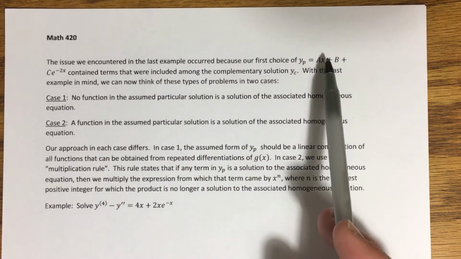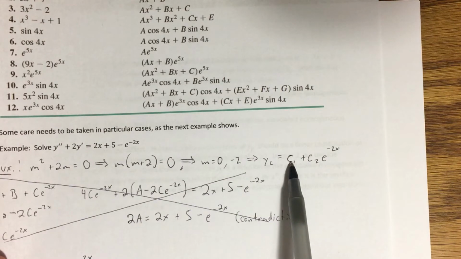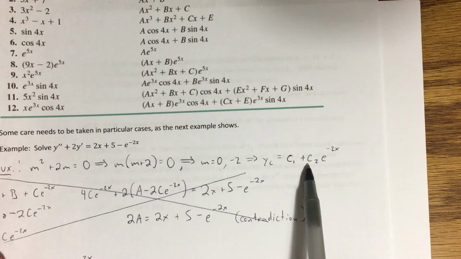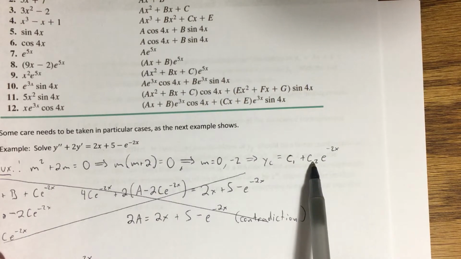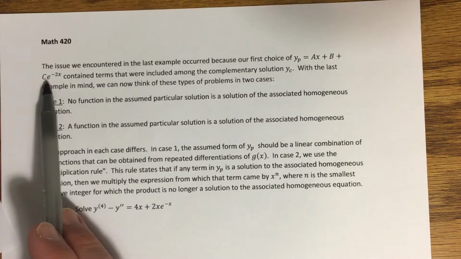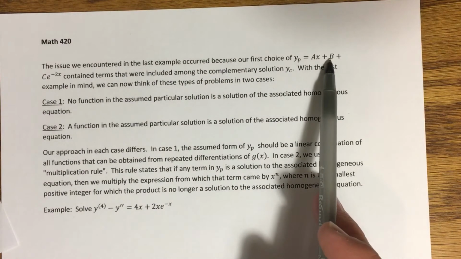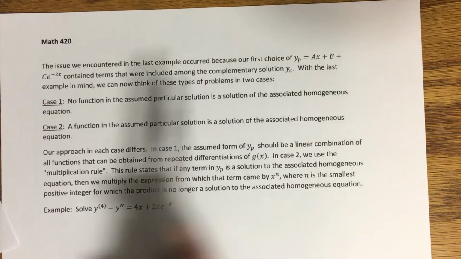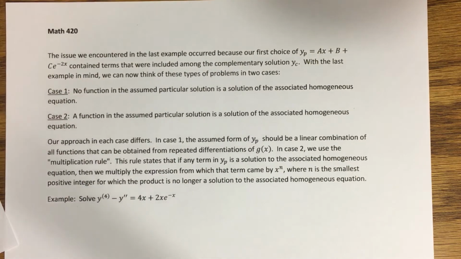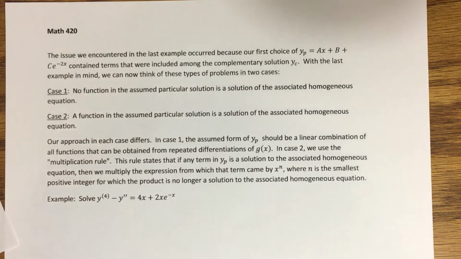The issue, and I can go back to that page, the issue was that our complementary solution contained a constant and a term of the form constant times e to the negative 2x. This choice of yp includes terms like that. It includes a constant, and it includes a constant times e to the negative 2x. That's what caused the contradiction. So what we need to do in a case like that is use something that we call the multiplication rule.